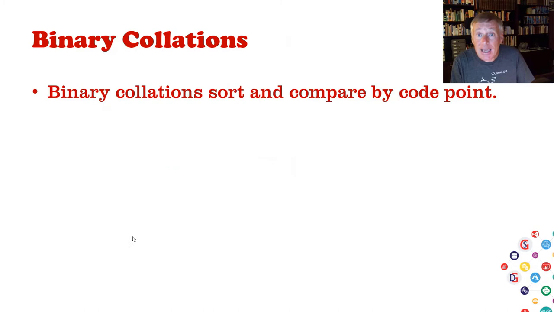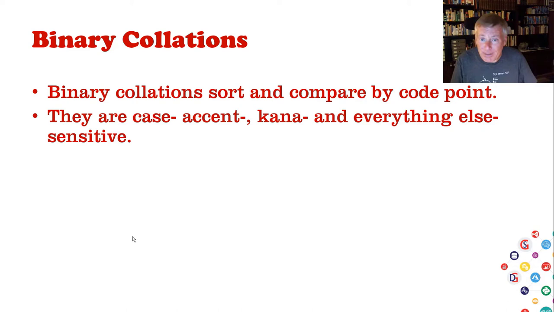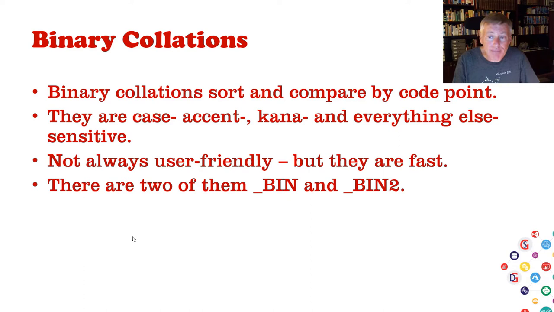They sort and compare by the code point. They are case, accent, kana, and everything else sensitive. Not particularly user-friendly, but they are faster than the other collations. But to confuse matters, there are both BIN and BIN2. What's the difference between these two? Well, I'm not going to try to explain that in text.